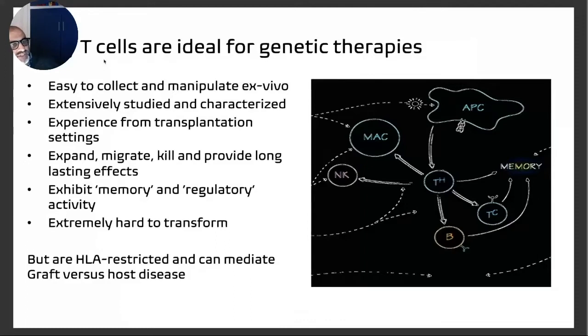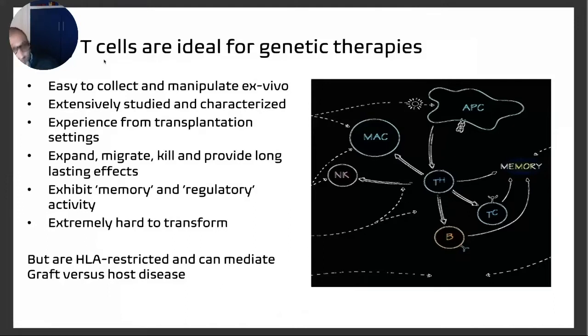So by means of introduction, it's useful just to think for a minute why we are focusing on T cells and why so much of the field likes these cells for gene-type therapies. There's a number of reasons listed on the left, which all begin with E. So they're easy to collect and manipulate ex vivo. There's extensive literature and characterization over many years, both in mice and in humans, about how the cells work and how we can exploit them.